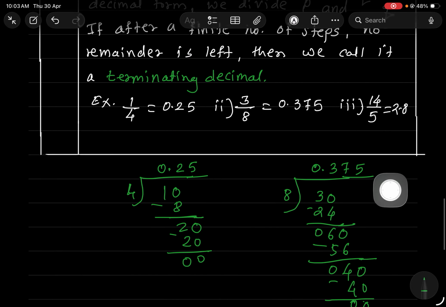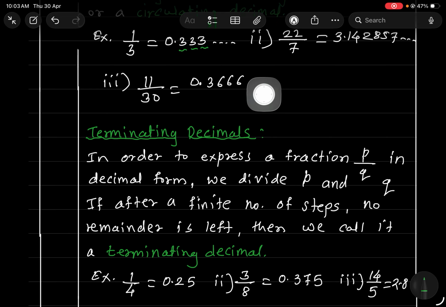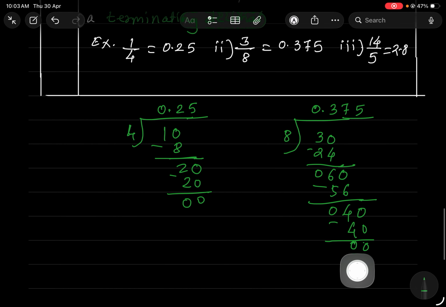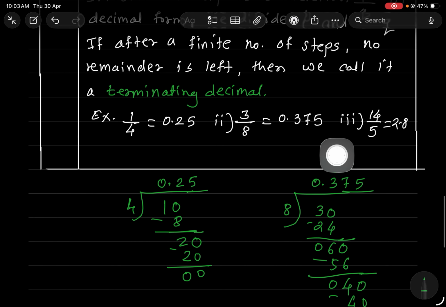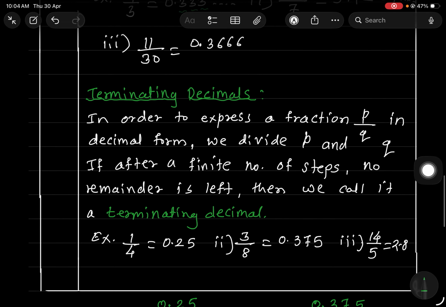So previously you saw recurring, where the remainder is never 0 in these divisions, and you keep getting further digits, with a digit or group of digits repeating. But here the remainder is 0, that means it is finished. After the decimal point your division is complete, so it is a terminating decimal: 0.375, terminated and completed. Here also it is the same way. So see, try to understand the concept.